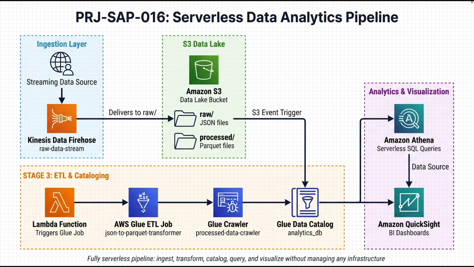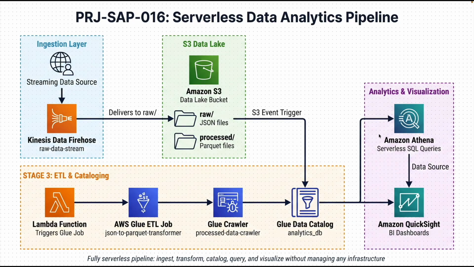Then from there we go to the next layer, which is going to be the cataloging layer. With the cataloging layer, an S3 PutObject event in this raw zone triggers an AWS Lambda function, and the Lambda function starts the Glue ETL job to perform the transformation from JSON to Parquet, and then an AWS Glue crawler runs to infer the schema and update the AWS Glue Data Catalog.